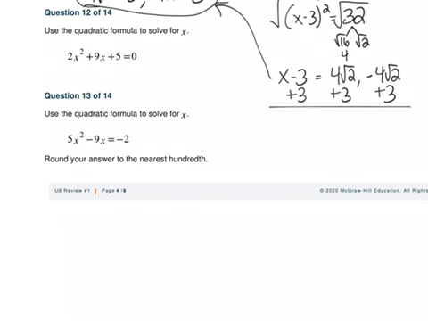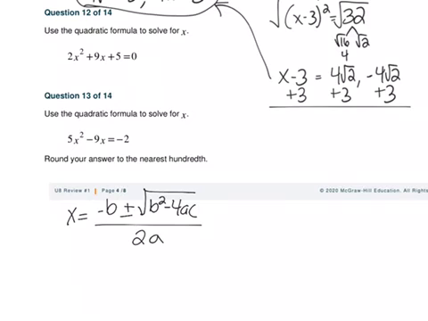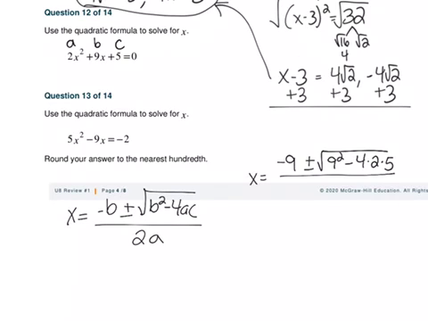So as a reminder, I'm going to write it down here. X is equal to negative b plus or minus the square root of b squared minus 4 times a times c, all over 2a. That's a reminder down there. So for question number 12, we're going to do that one first. This is a, this is b, this is c. So we're going to plug it in. X equals -9 plus or minus the square root of 9 squared minus 4 times 2, which is A, times 5, which is C, all over 2 times A, which is 2.